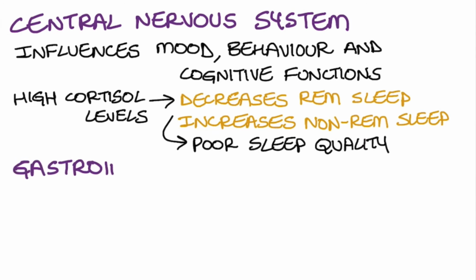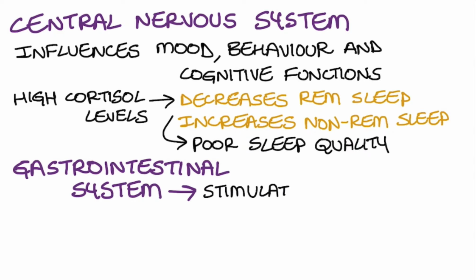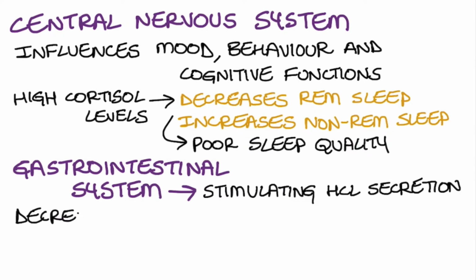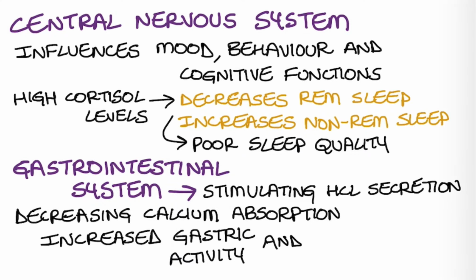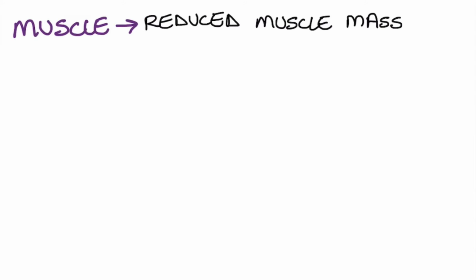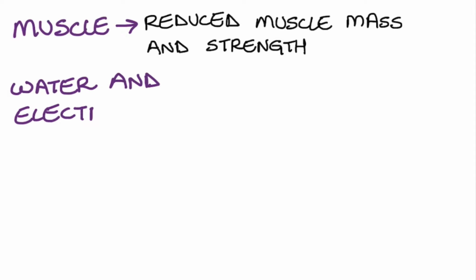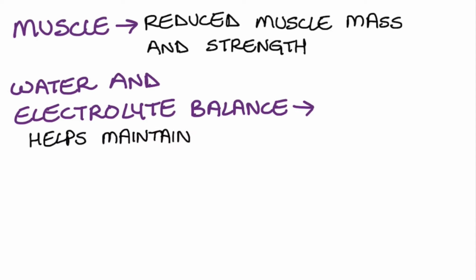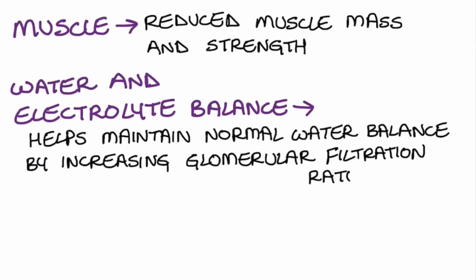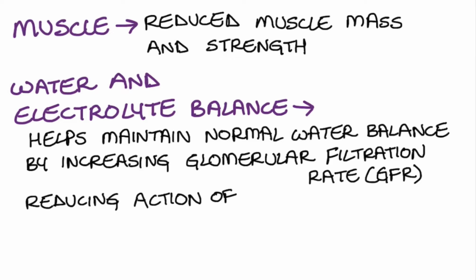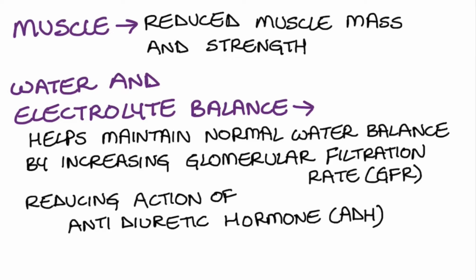Cortisol effect on gastrointestinal system includes stimulating HCl secretion and decreasing calcium absorption from the intestine. So it can lead to increased gastric acidity and peptic ulcer. Its effect on muscle is decreased muscle mass and strength. Cortisol also shows effect on water and electrolyte balance. It helps maintain normal water balance by increasing glomerular filtration rate (GFR) and reducing the action of antidiuretic hormone (ADH).